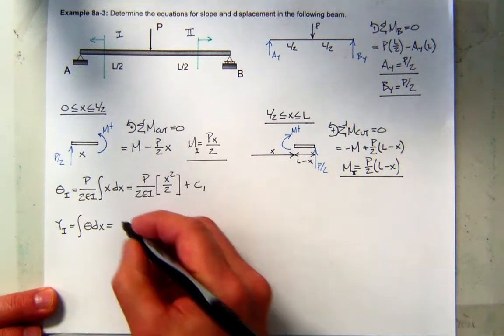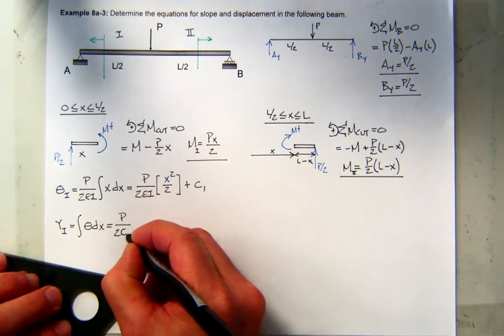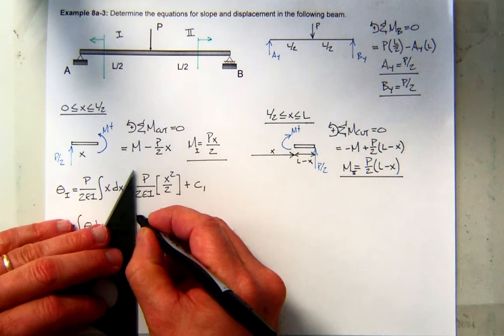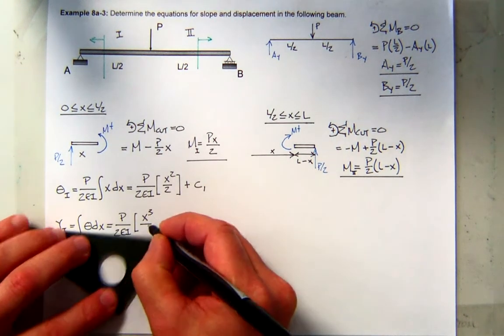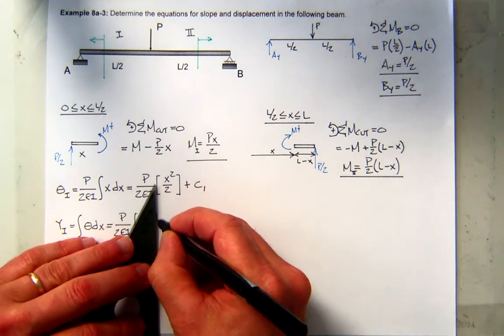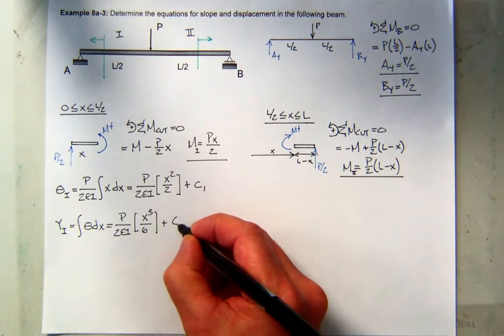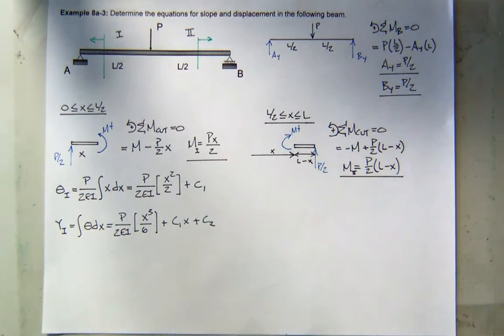So let's integrate that. So I get P over 2EI times X cubed over 6 plus C1X plus C2. Kind of what we've been doing so far. Except that's not but half the problem, right? What's the other half?